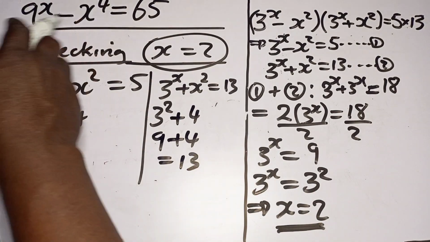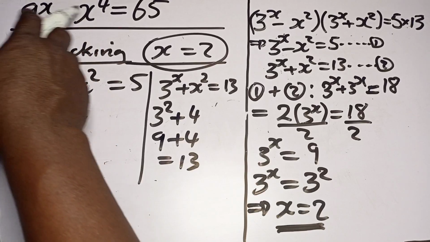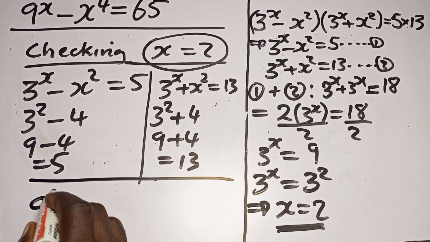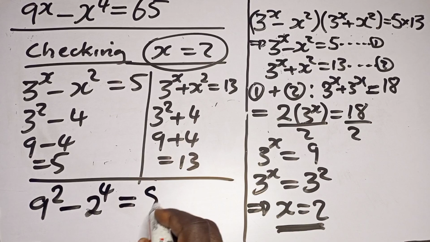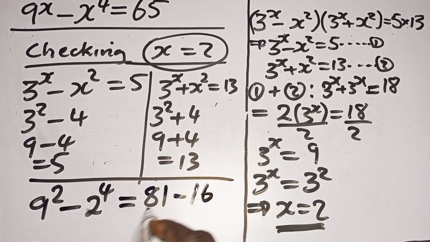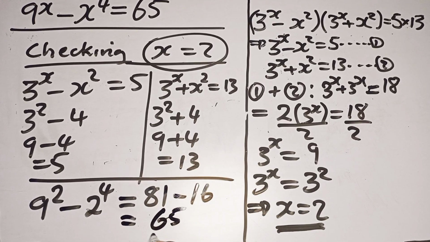But let us also bring it over here and see if we also have a complete agreement with the left hand side expression and the right hand side expression. So coming over there, we have 9 to the power 2 minus 2 to the power 4. Do we have 65? 9 to the power 2 is 81. 2 to the power 4 is 16. Now 81 minus 16, clearly it is 65. So we have verified that the value x equals 2 is the right solution to our exponential equation.